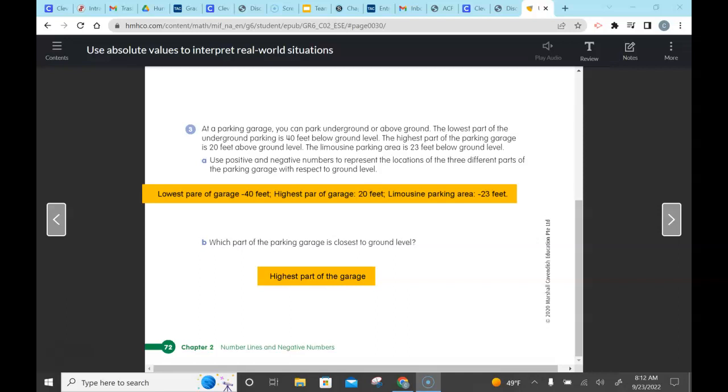Now let's think about which part of the parking garage is closest to ground level. So we need to think about which of these numbers would be closest to 0 on the number line. So we can see the part that's closest to ground level would be the highest part of the garage. Okay, why is that? It's 20 feet above ground level. All right, so the absolute value of that would be 20. The absolute value of 23 feet below ground level, represented as -23, would be 23. So we can see that the highest part of the garage is closest to ground level.